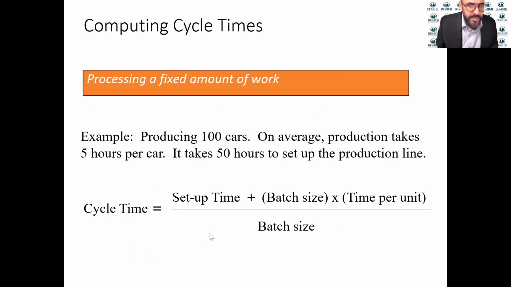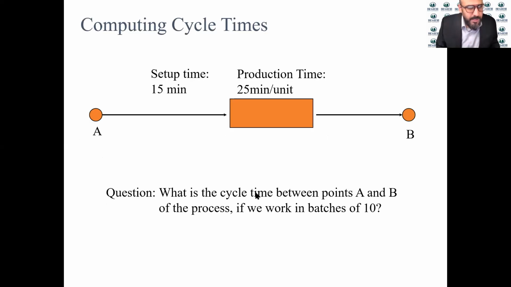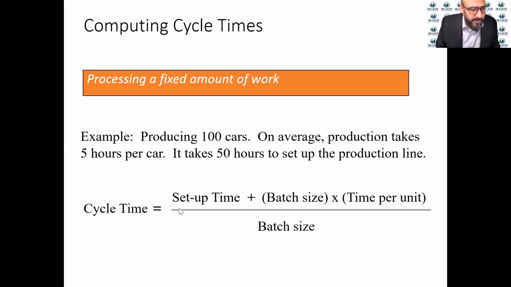There is some key relationship here. Computing the cycle time, here's an example. Producing 100 cars, on average the production task takes 5 hours per car, and it takes 50 hours to set up the production line. So the cycle time would be the setup time plus the batch size times the time per unit, divided by the batch size. So 5 hours per car, 50 hours the setup time.